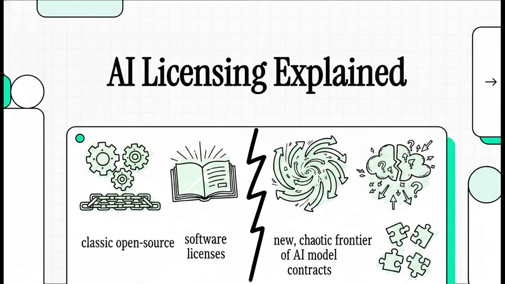Welcome to This Explainer. Today, we're diving into a massive, high-stakes clash that's playing out across the tech industry right now. On one hand, we've got the classic open-source software licenses, the rock-solid, immutable legal foundations of the modern web. And on the other, this wild, chaotic new frontier of AI model contracts that tech giants love to heavily market as open. We're going to decode exactly what this shift means for you, your projects, and your legal risk.